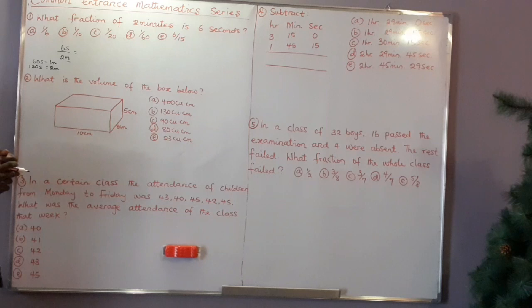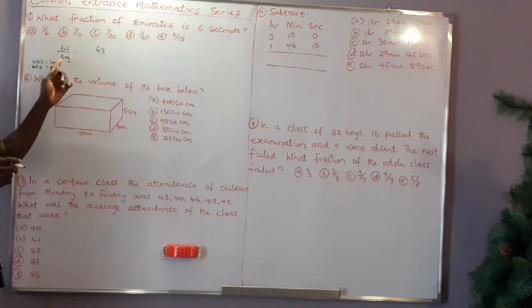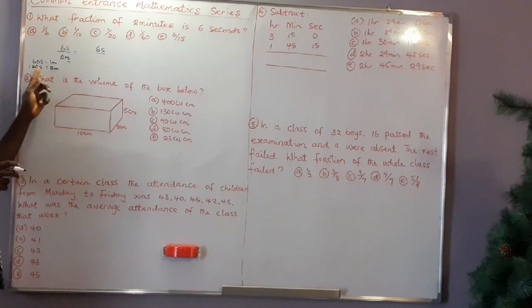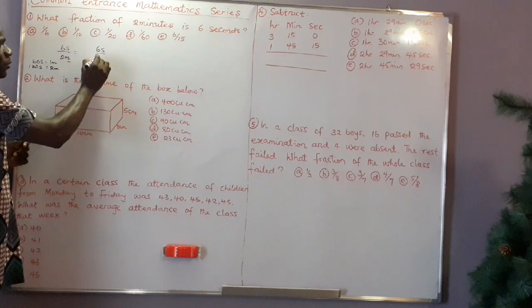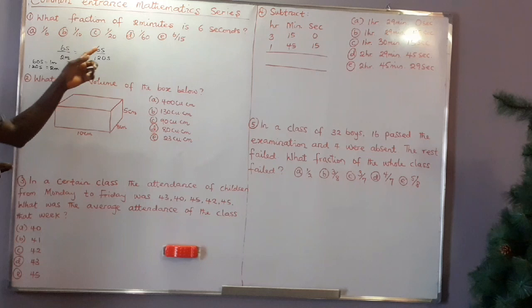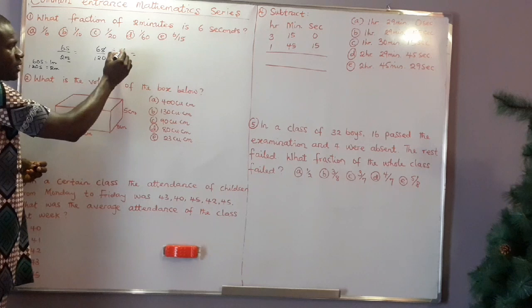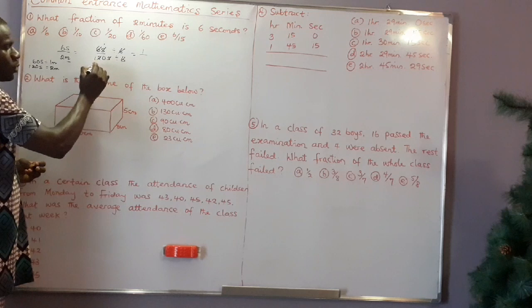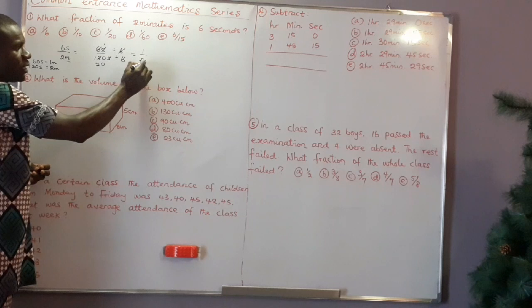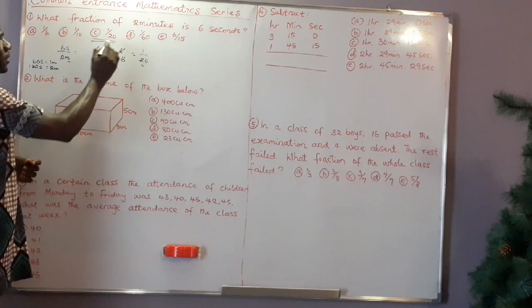So 6 seconds, the numerator, divided by the denominator. Instead of having 2 minutes, you are going to have 120 seconds, since 120 seconds is equal to 2 minutes. So replace 2 minutes with 120 seconds. Now at this point, the units are the same, seconds. So we have to just reduce it to the lowest term, all right? So seconds cancel seconds, divide both sides by 6. Okay, 6 into 6 is 1, over 6 into 12 is 2, bring down 0. So 120 divided by 6 is 20. So your answer is 1 over 20, okay? And the option is C. Let's look at the next question.